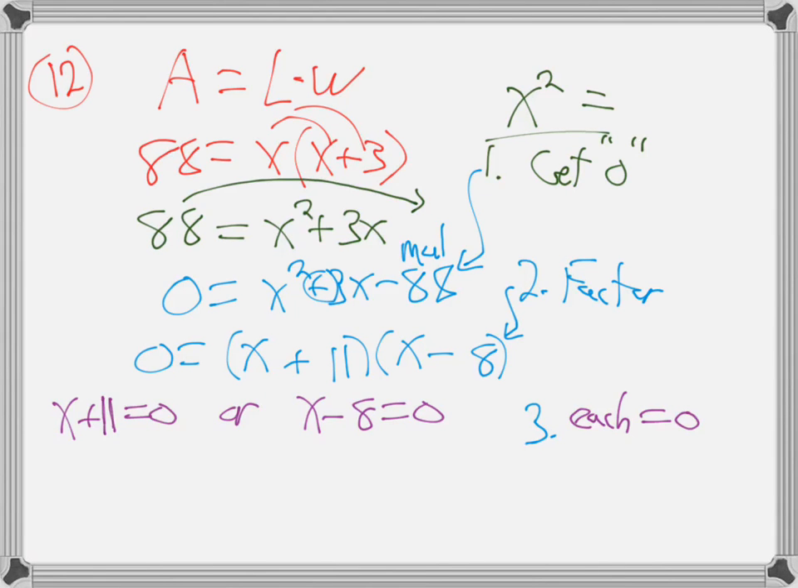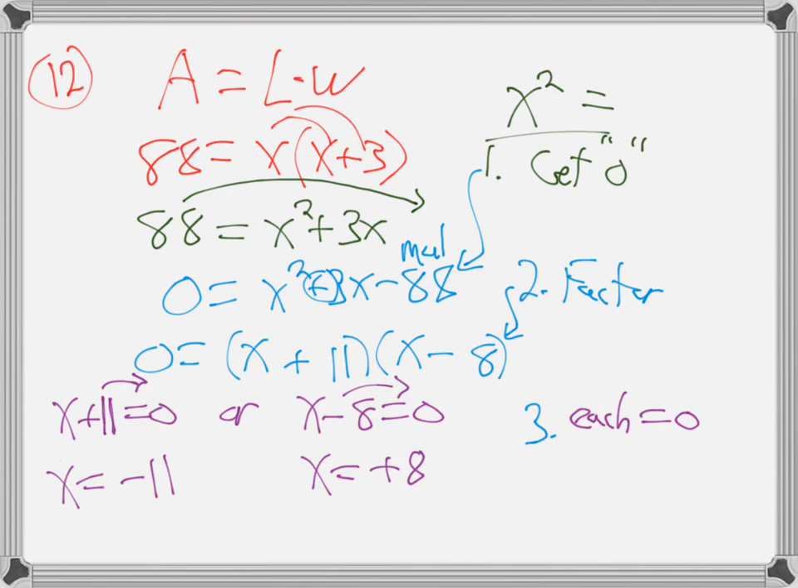Good so far? Little surprise is going to come here now. You with me? Go solve for x. Jump it over. Negative 11. Jump it over. Positive 8. So we got negative 11 and positive 8. So that's our length and width, right? We got it. Length and width. Easy problem.